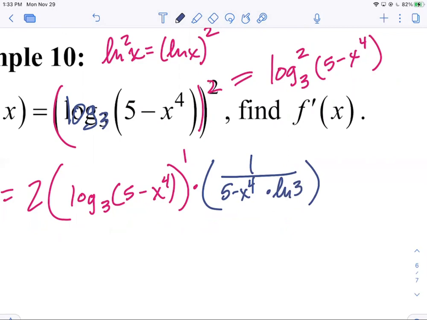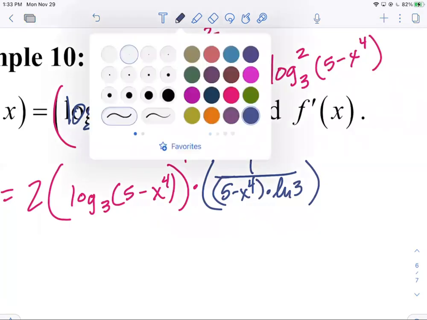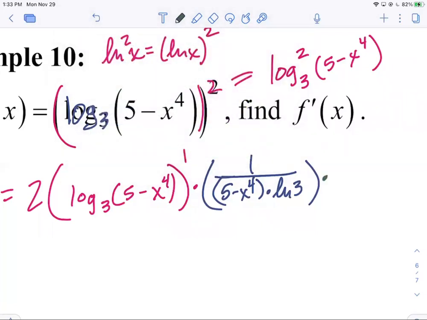If I write it like that, is that good enough? Look how I wrote it: 1 over the blob times the natural log of 3 in the bottom. Yeah, parentheses. If you write it like that, these are the only 2 that are getting multiplied. So yeah, you've got to have that in parentheses. And then finally, times the chain rule, the derivative of the blob is negative 4x cubed. Boom. And there's your answer.